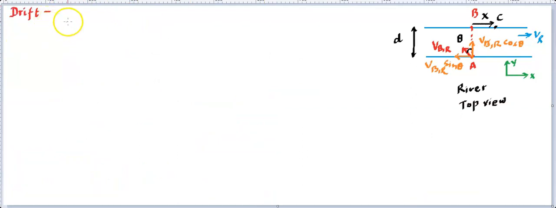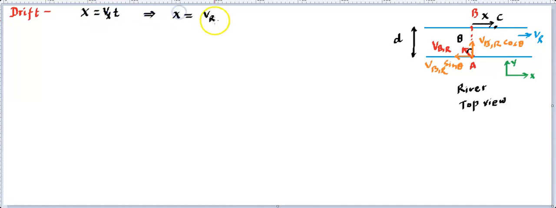After calculation of time and minimum time, another point is calculation of drift. We have already talked about how we can calculate this drift. Drift, first of all, its definition: it is the displacement along the direction of the river flow by the boat. That means it's basically the x value. And how do we get this x value? The x value is Vx, which is given to us, into t. T we have already calculated.